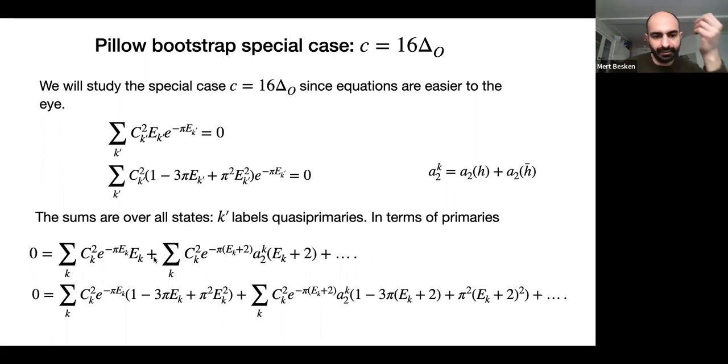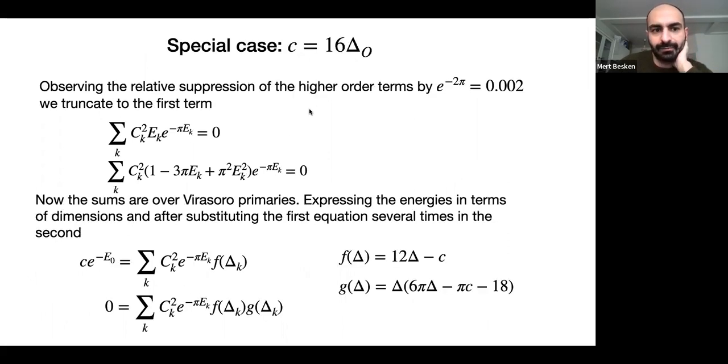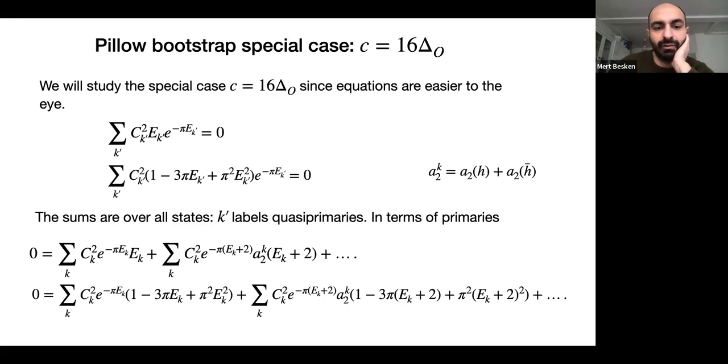The highlight here is that the first term in the expansion of the Virasoro block is actually larger than the second one, because you see the second term is suppressed by e to the minus pi times 2. So as a first approximation, we can neglect these. Observing the relative suppression of higher order terms by e to the minus 2 pi, which is a small number, we truncate to the first term, and now we have the same exact equation, but it's now over Virasoro primaries.